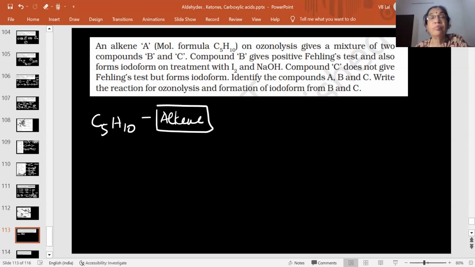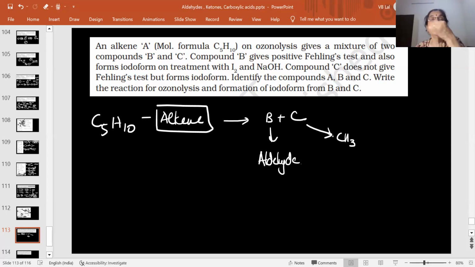It is mixture of two compounds B and C. Compound B gives positive Fehling's test. So it gives alkene on ozonolysis. It gives B plus C. And B gives positive Fehling's test. That means B is an aldehyde. And C gives a positive iodoform test. So it is Fehling's and also forms iodoform test. So this is an aldehyde. Only one aldehyde gives an iodoform test. Which aldehyde can it be?